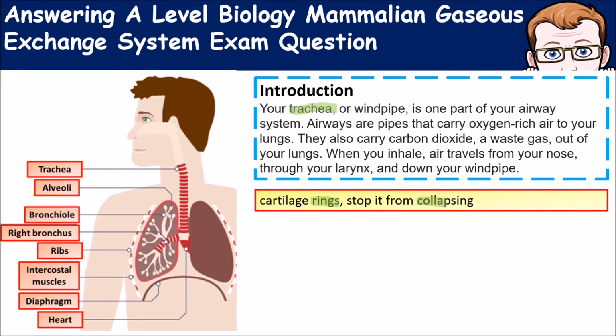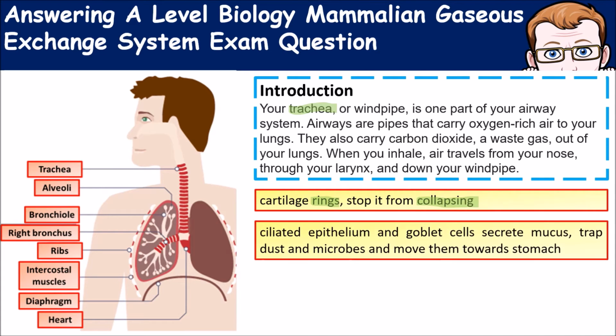But they can also stretch a little bit, so if you need to cough something up, you're able to do that. It has ciliated epithelial cells and goblet cells, right? The goblet cells secrete mucus, which traps dust and microbes, and the ciliated cells move that mucus up towards where it'll pass down your epiglottis, then down your esophagus towards the stomach.